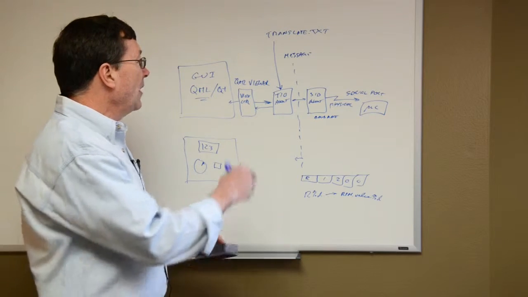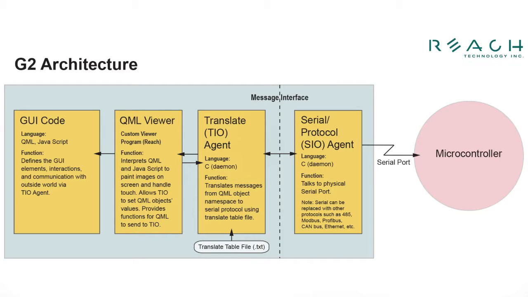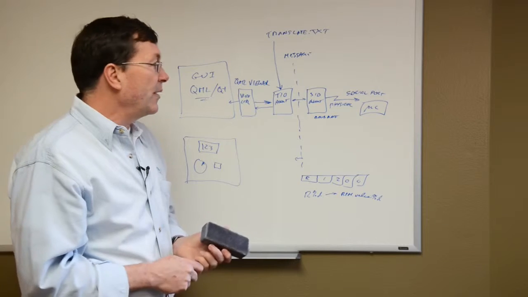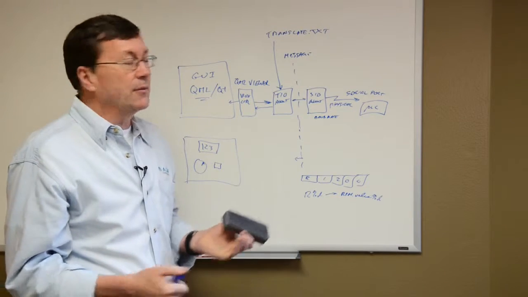So the internals of our G2 system, because it's got the viewer, the translate agent, and the serial agent, it might look a little complicated, but it's fairly easy to understand. It's more maintainable, and it does the divide and conquer. We think it's the right way to go, and the people we've talked to like it too.